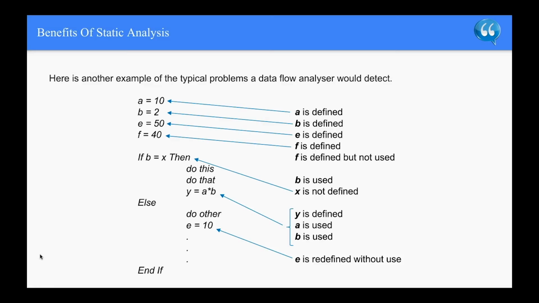Continuing on the benefits of static analysis, here's another example of the typical problems a data flow analyzer would detect. You see A, B, E, and F are defined, but F is not used, and X is not defined. This is the kind of thing testers should be looking at. There are some definitions in this code, but there are others that are used in the code but have not been defined, according to this example.